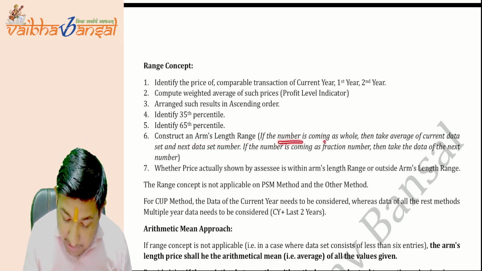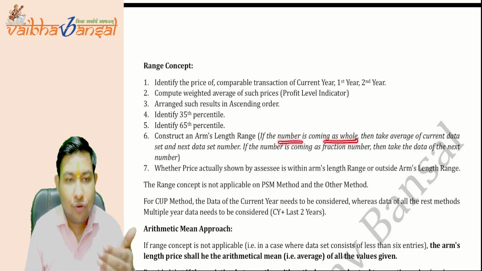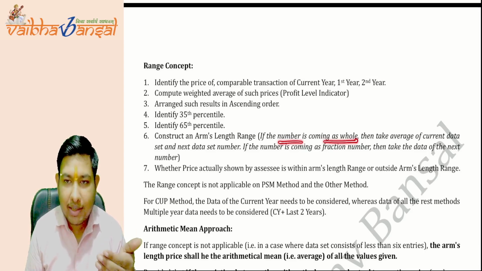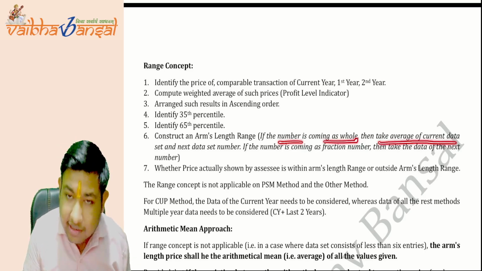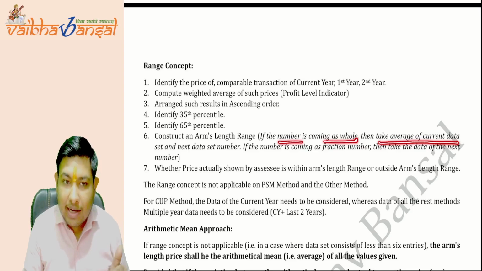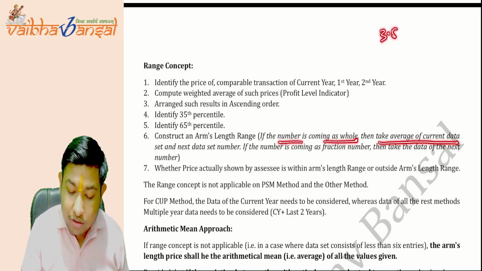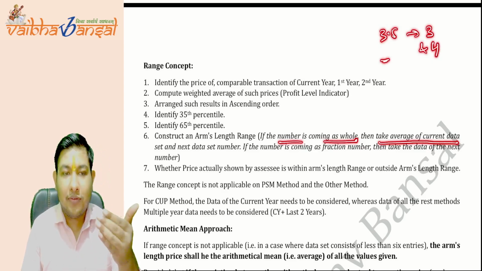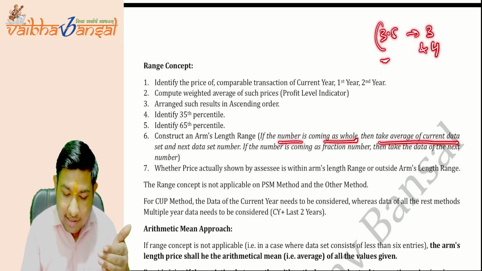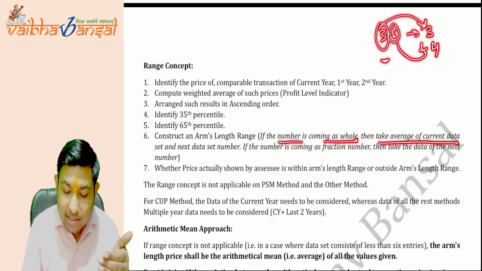If the numbers are coming as whole numbers, like 3, 4, 2, 8, 9, 10, then take the average of the current data, like in our case 3.5. So take the average of 3 and 4. The current, that is the 3, and the next one, that is the 4.